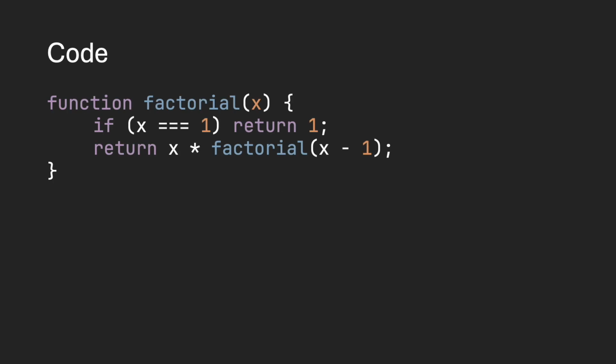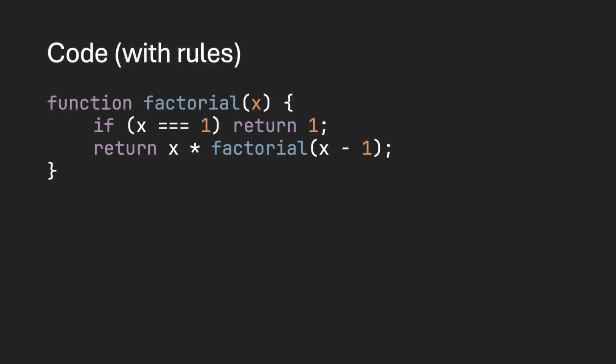5 factorial, as per our rules, can be expanded into 5 times 4 factorial, which can then be expanded like so. When we go to 1 factorial, we have hit our base case, and we've defined 1 factorial as 1. Now, we can collapse to get the answer of 120. Here's how that would look like in JavaScript code.